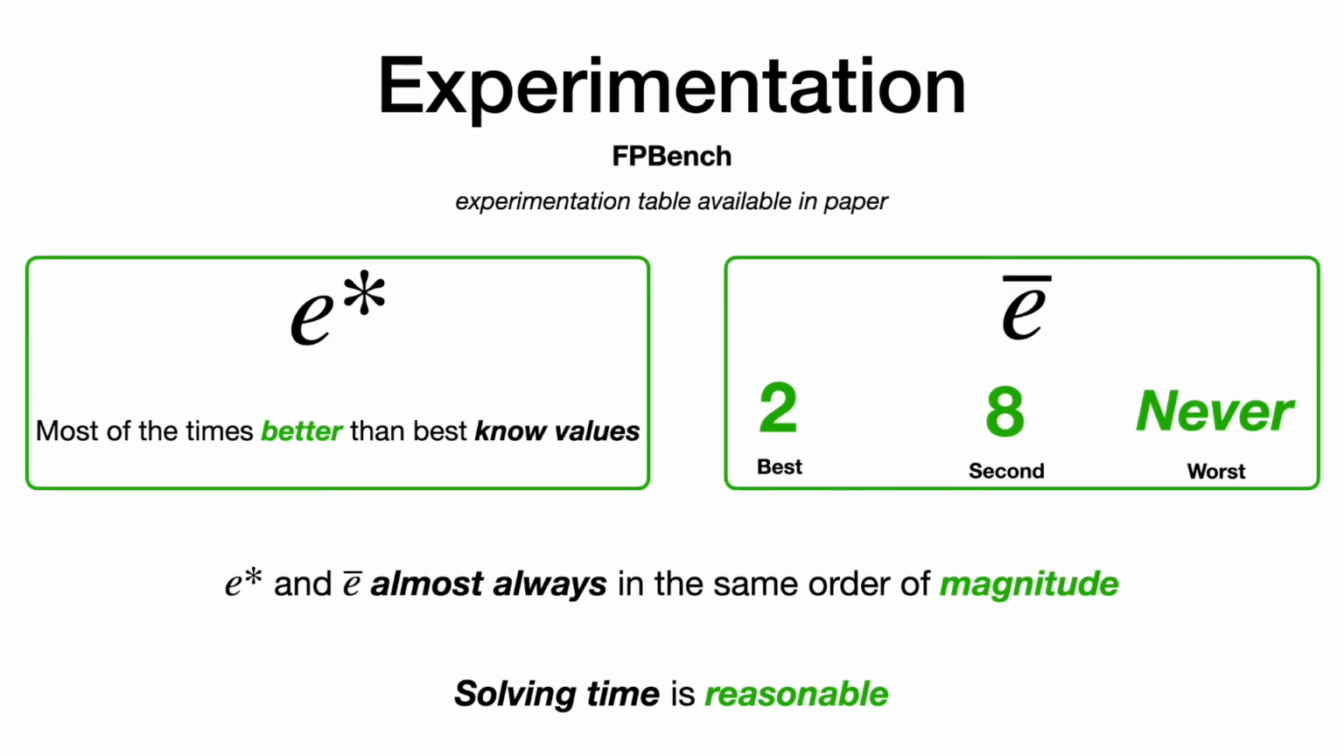For the experimentation, we have selected benchmarks from the FPBench suite, a common standard of floating point error analysis. You can see the full experimentation table inside the paper. For the lower bound E star, most of the time we compute better bounds than best known values, whereas for the upper bound E overline, our tool classified best twice, second 8 times, and never computes the worst result. Note that both bounds are almost always in the same order of magnitude, which means that we are not too far away from the largest absolute error, and that we compute a tight enclosure of it. Also, solving time is reasonable and compare well to other tools.